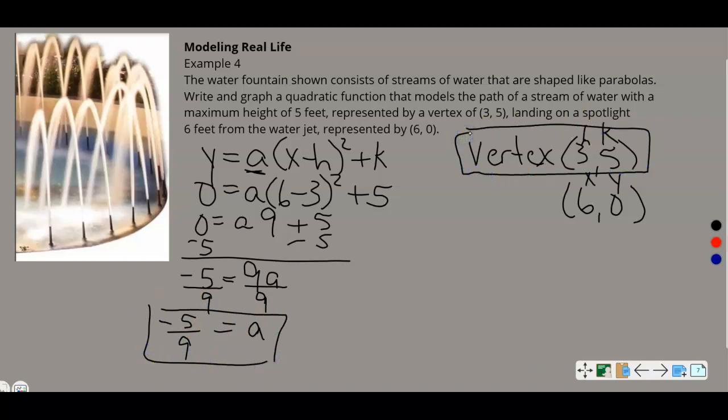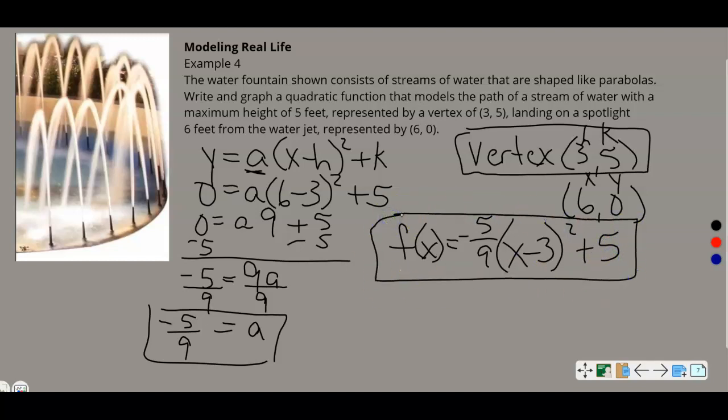All right, once we have a, we already know the vertex, then we can write our function. So we can write this as y equals, or f of x equals, it doesn't matter. Let's do f of x. F of x equals a is negative 5/9 times x minus h squared. Make sure you have it squared to make it a quadratic. And then plus 5.